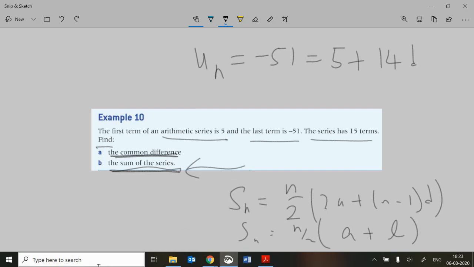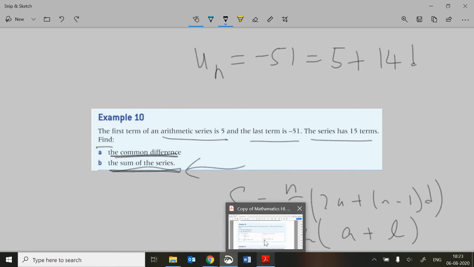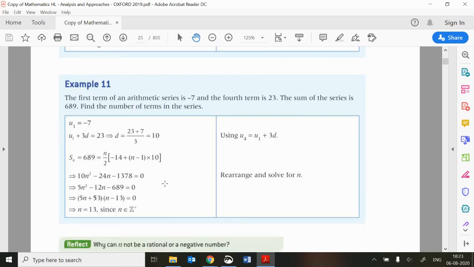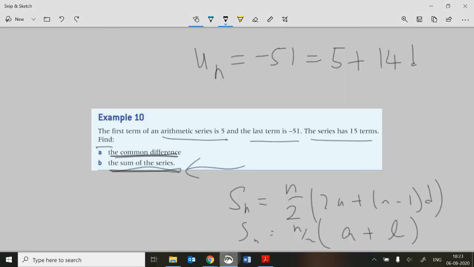Phew, okay, I didn't make a mistake on that one. Let's just check the answers in case you're doing this separately. The answers: d was minus 4, and the sum of the series is minus 345. Okay, example 11. Do this one here.